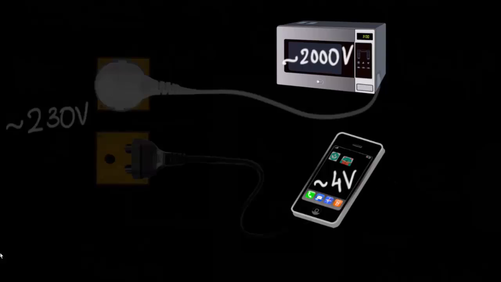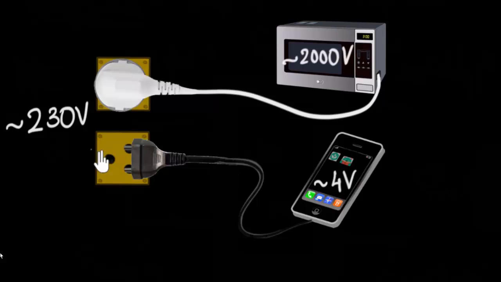One that requires thousands of volts and a phone which requires a very tiny amount of voltage, by plugging them both into the same supply, the 230 volts mains supply. I mean, the voltage is too low to run a microwave, so how does it work? And the voltage is too high for our cell phones, so why don't they blow up? The secret is a transformer.